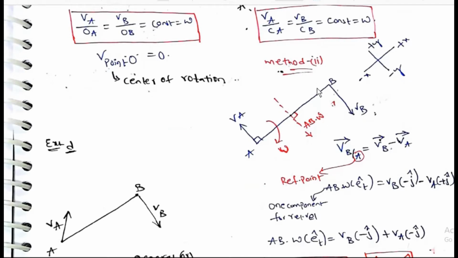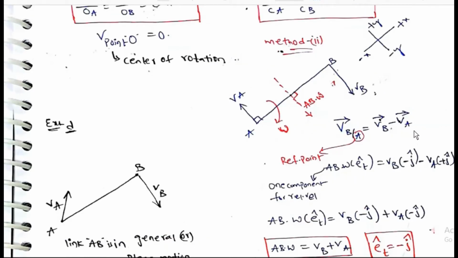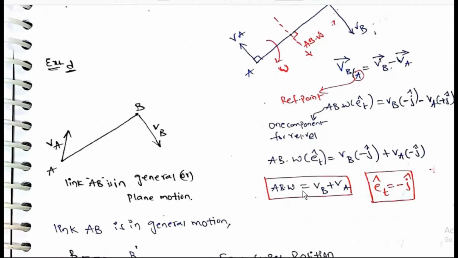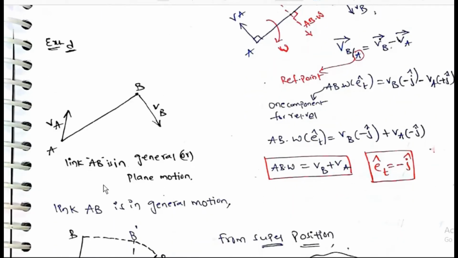Method 2: VB by A is equal to VB bar minus VA bar, where A is the reference point. AB omega ET cap, one component for relative velocity, is equal to VB of minus J cap minus VA of plus J cap. AB omega ET cap is equal to VB of minus J cap plus VA of minus J cap. AB omega is equal to VB plus VA. ET cap is equal to minus J cap.